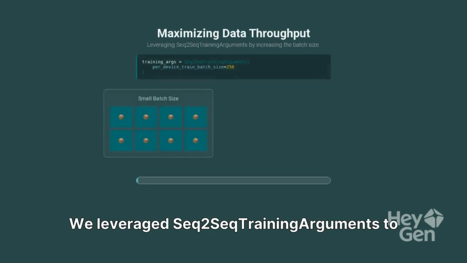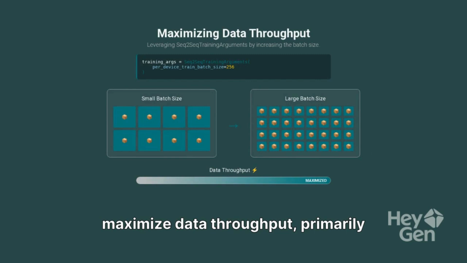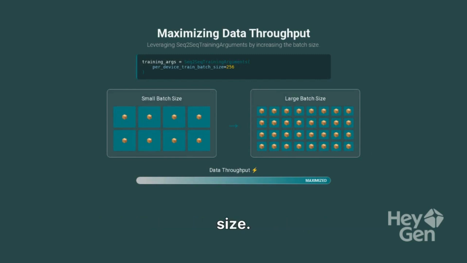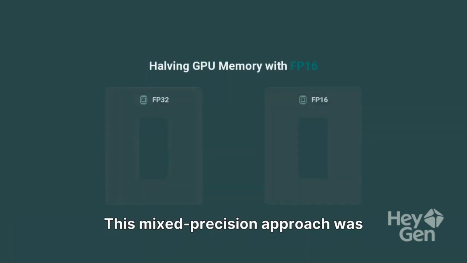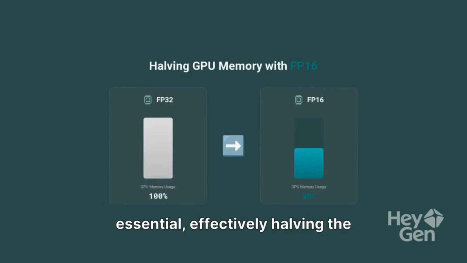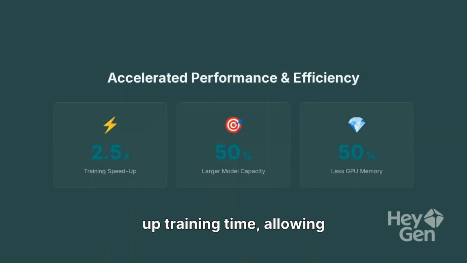We leveraged seq-to-seq training arguments to maximize data throughput, primarily by increasing the batch size. Critically, we enabled fp16 equals true for mixed precision training. This mixed precision approach was essential, effectively halving the GPU memory requirement. It also significantly speeds up training time, allowing us to train a larger, more powerful model on limited resources.